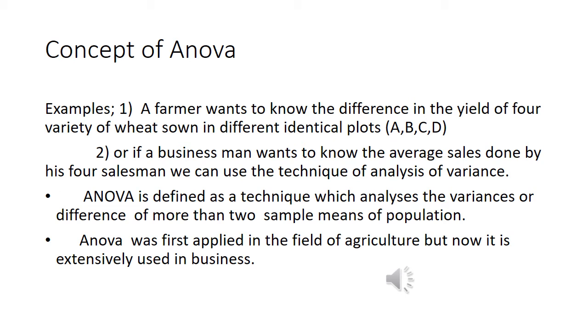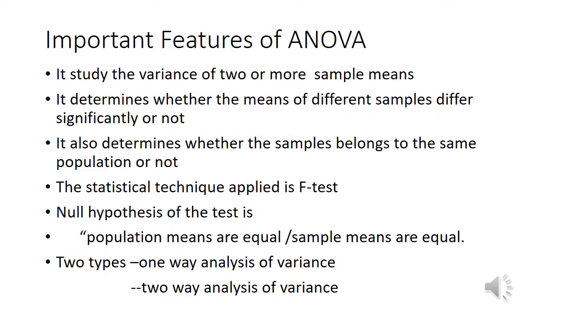Now we can define what is ANOVA. ANOVA is defined as a technique which analyzes the variances or differences of more than 2 sample means of population. ANOVA technique was initially used in the field of agriculture, but now you can see it is extensively used in business analysis. Now let's discuss the important features of ANOVA.